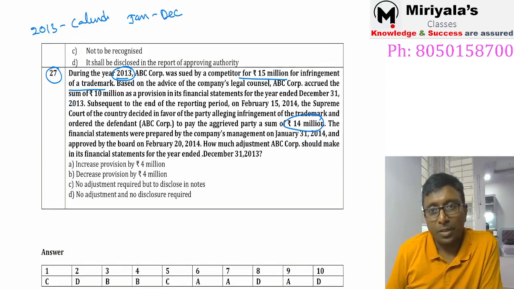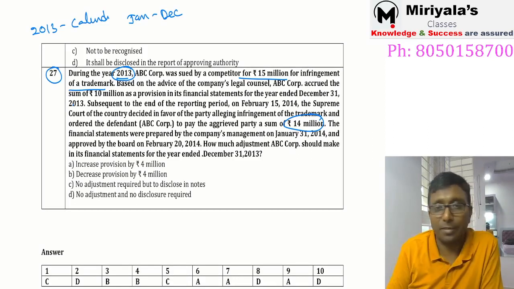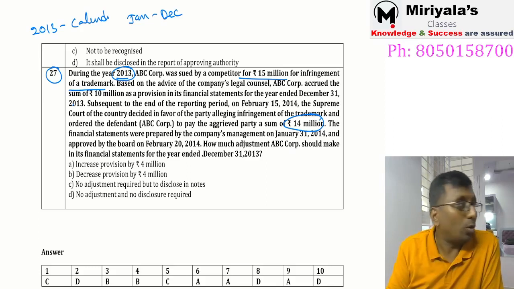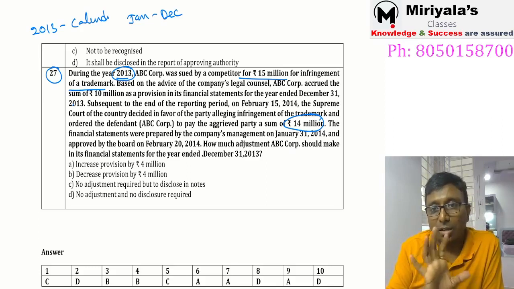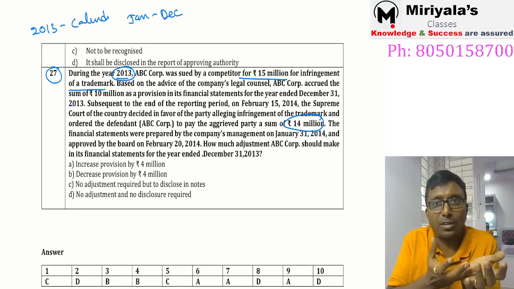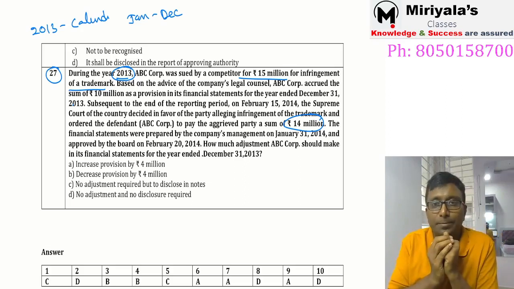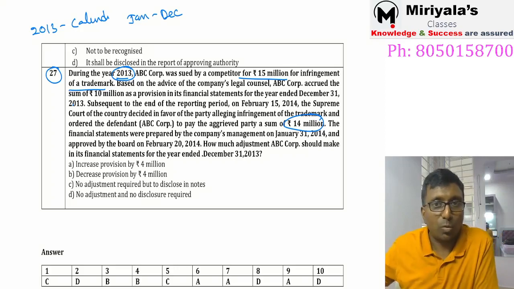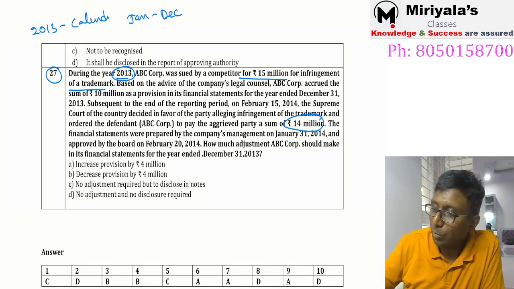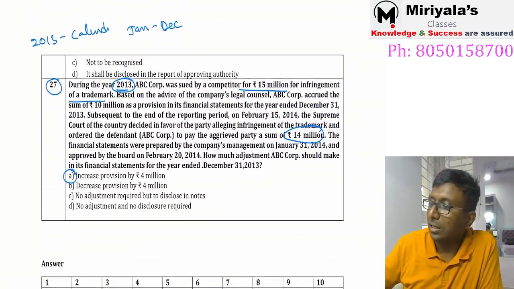What do you do? You thought the provision of 10 million was sufficient as per the legal counsel, that is, as per your lawyer. But subsequently you got to know the court has decided that it is not 10 million, my dear, it is 14 million. Correct, na? Yes, the subsequent judgment made it clear that it was supposed to be 14 million. So now what are we supposed to do? Obviously, you are supposed to increase it.